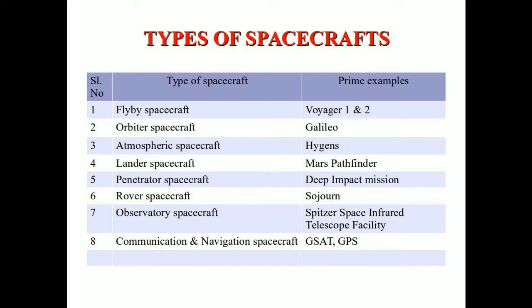For a complete understanding of solar system explorations, primarily we need to know about the types of spacecraft. Robotic spacecraft are classified into 8 broad classes. First one flyby, second one orbiter, third one lander, fourth one penetrator, fifth one rover, sixth one observatory, seventh one communication, and finally navigation spacecraft.